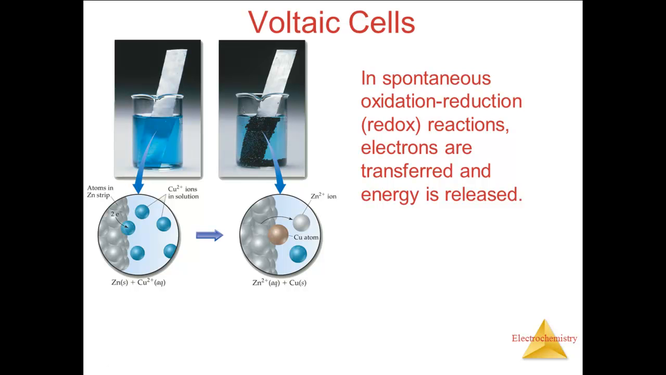Voltaic cells. In a spontaneous redox reaction, electrons are transferred from one species to another, and energy is released in the process. In the example shown, copper metal is produced when zinc metal is added to a solution of copper ions. The zinc metal transfers 2 electrons to a copper ion, and a copper metal atom and zinc ion are produced.